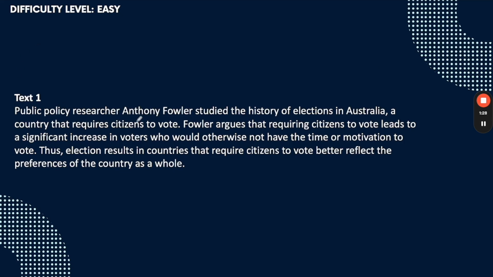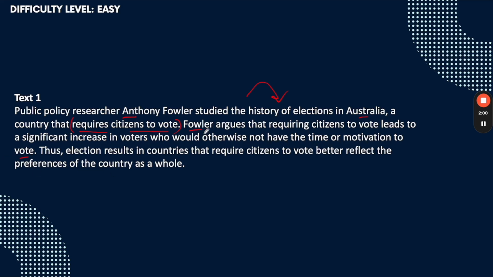Public policy researcher Anthony studied the history of elections in Australia. So we are talking about the history of elections in Australia, a country that requires citizens to vote. What is the meaning of requiring citizens to vote? It means that they were forced to vote, like all of them have to vote compulsorily, right? Anthony argues that requiring citizens to vote leads to a significant increase in voters who would otherwise not have the time or motivation to vote.